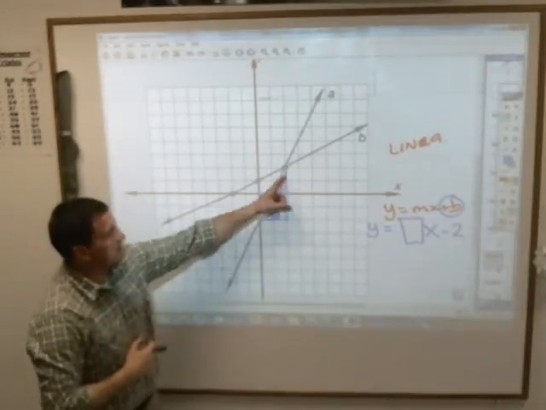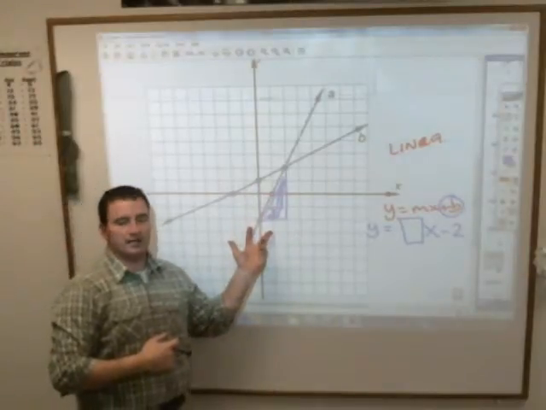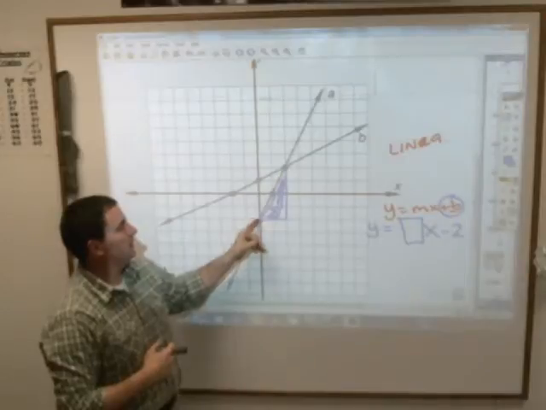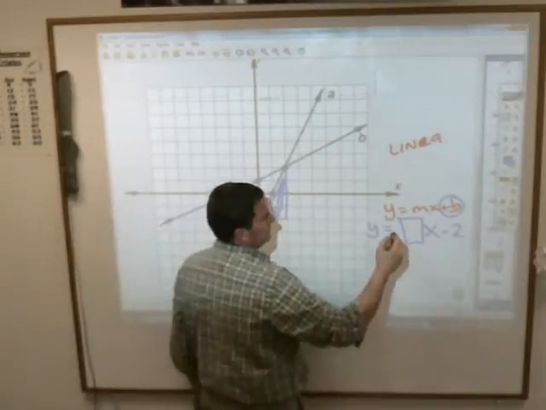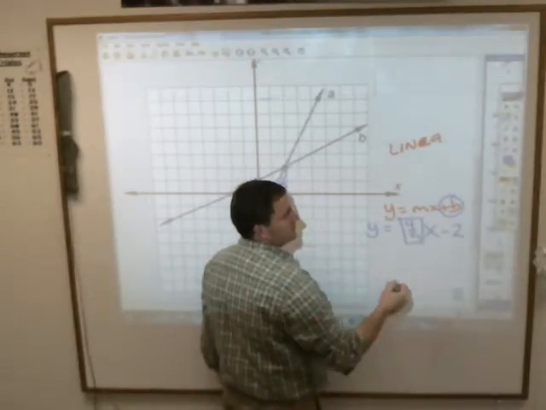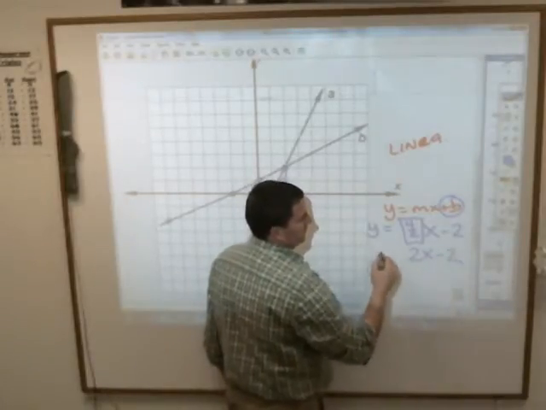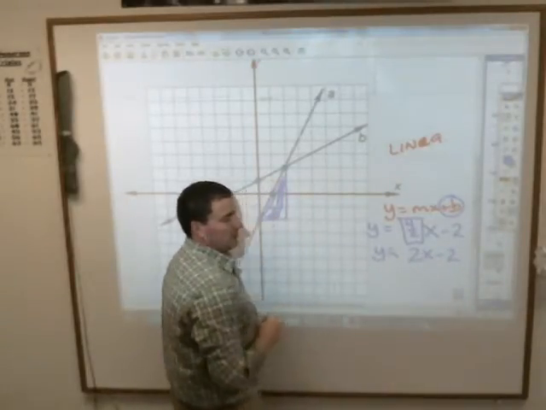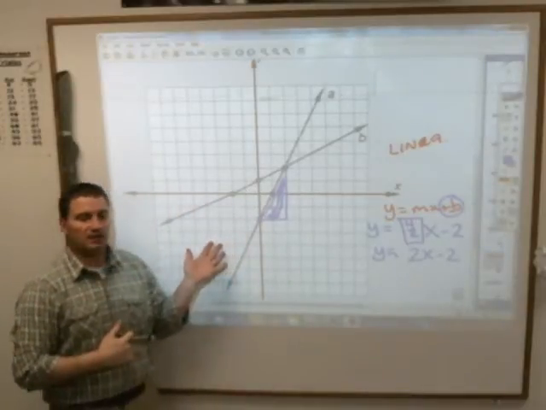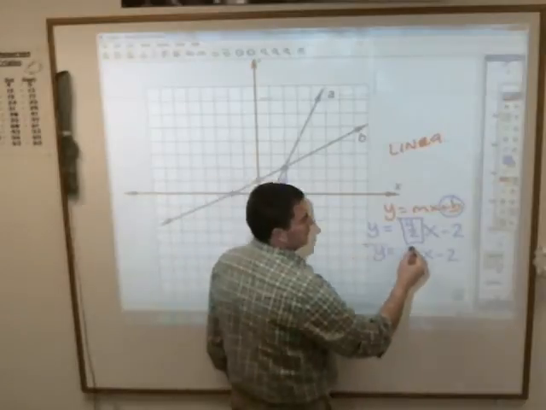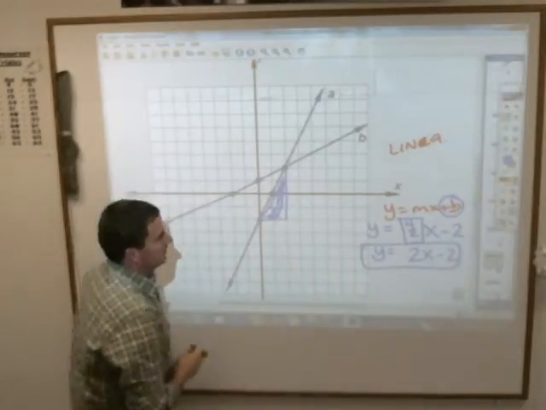how high is the triangle over how wide is the triangle? How high is it? 1, 2, 3, 4. How wide is it? 2. 4 over 2 reduces down to 2 over 1, but you don't need the 1 there. Now, I have to look and make sure, is it positive slope or negative slope? It's going uphill, so it's positive slope, so I keep it just like this.